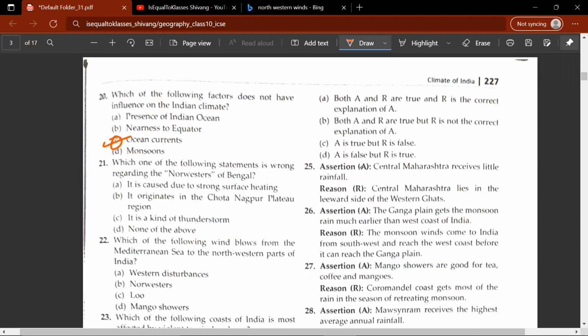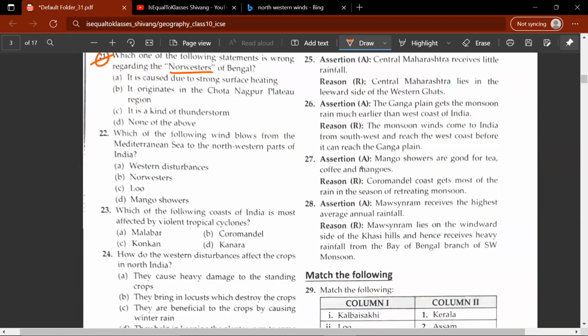Which of the following factors does not influence the Indian climate? So you have monsoons, which influences, nearness to the equator, which influences, presence of the Indian Ocean, which influences. So ocean currents doesn't influence. The 21st question. Which one of the following statements is wrong regarding nor'westers of Bengal? It is caused due to strong surface heating. A, B, C, or D? The correct answer would be D, none of the above.